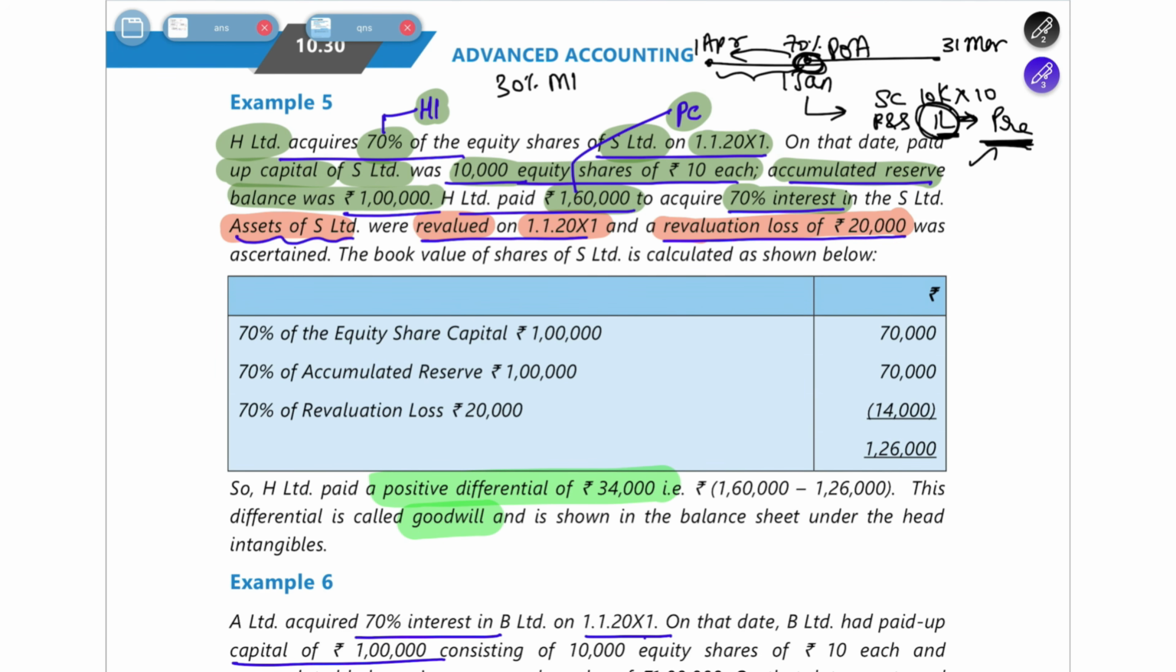Where will this revaluation loss of 20,000 get affected? When we are calculating the net assets taken over, I tell you, you have to deduct or add the revaluation. If there is a revaluation gain, you have to add it. If there is a revaluation loss, you have to deduct it. So that is where this is going to get affected.